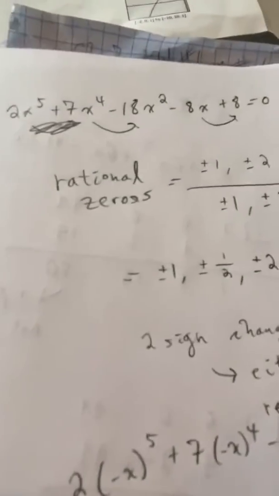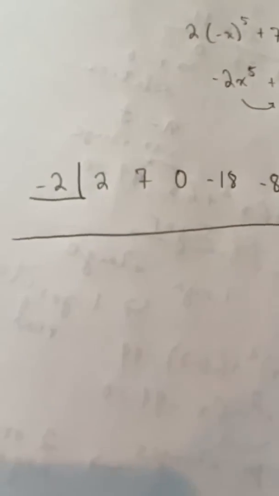And remember, as we copy our polynomial down here, we're going to do 2, because that's 2x to the 5th. We're going to do 7. We don't have an x cubed term, but we're still going to put a 0 in there for our x cubed term's coefficient. Then we have -18, we have -8, and we have 8. Okay, so we're going to try our synthetic substitution there.